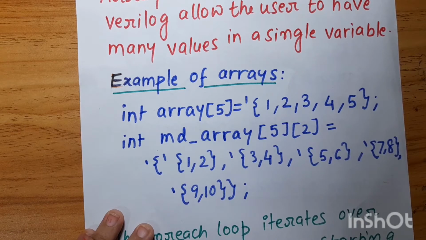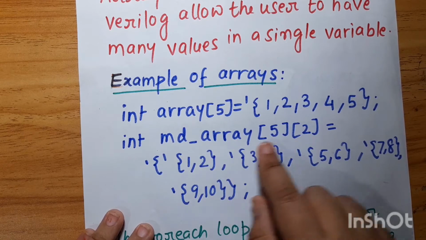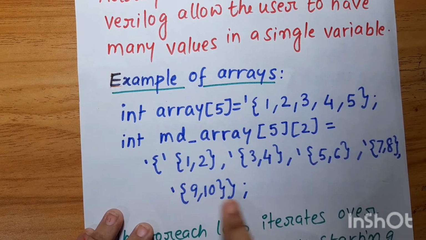Please note these are all individual data. Total 5 into 2, 10 data would be stored. But the arrangement in which they are stored is two-dimensional. Means in order to refer to one location or one data, I need to refer to the row and column of that particular data. So you see, the data is stored inside the curly brackets, tick 1, 2.